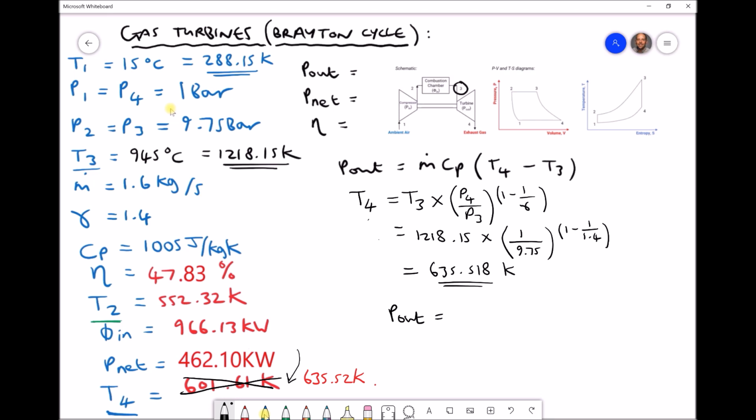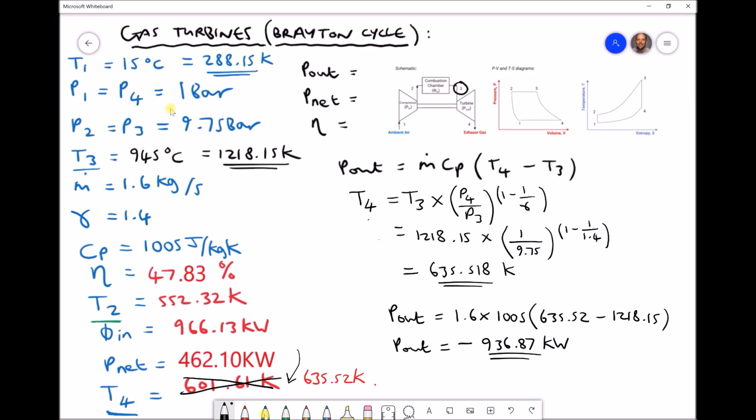So continuing with our calculation then, we can now determine the P out, or the power output from the turbine. And the power output from the turbine this time is our mass flow rate, which remains as 1.6, times the specific heat capacity, 1005, times T4, well we've just calculated T4, 635.52, minus T3, and this is our new T3 value, of 1218.15, and running that through the calculator then gives us a P out value equal to minus 936,869, but we're working in kilowatts, so we get minus 936.87, accurate to 2 decimal places.